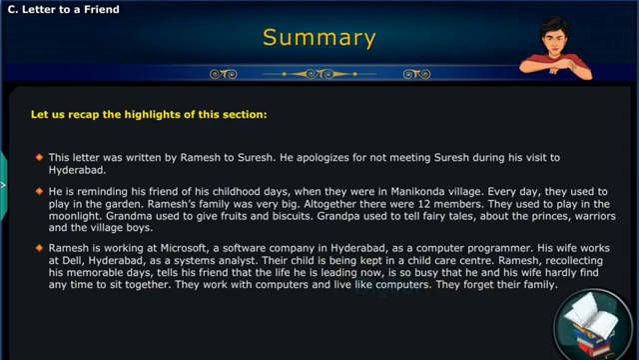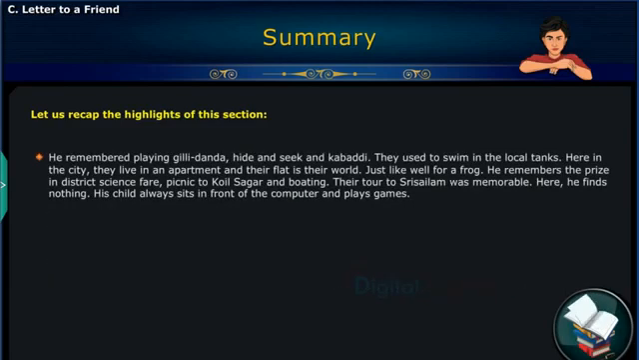They work with computers and live like computers. They forget their family. He remembered playing gilli danda, hide and seek, and kabaddi. They used to swim in the local tanks. Here in the city, they live in an apartment and their flat is their world. Just like well for a frog.